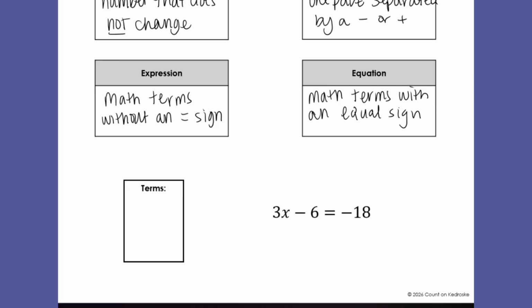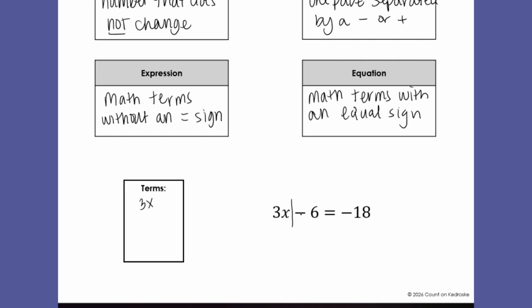So when we look at this equation, we have 3x minus 6 equals negative 18. The first thing I want to do is I personally like to look at how many terms I have. And terms are separated by an addition or subtraction sign. So one way I teach my students to count how many terms they have is you start with the first term, and when that number or letter ends before the next addition or subtraction sign, you draw a line. So 3x, and I'm going to draw a line here. So 3x is one term.